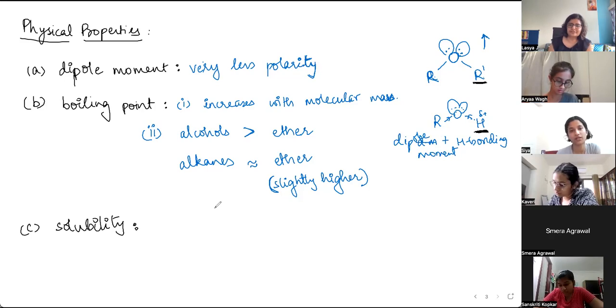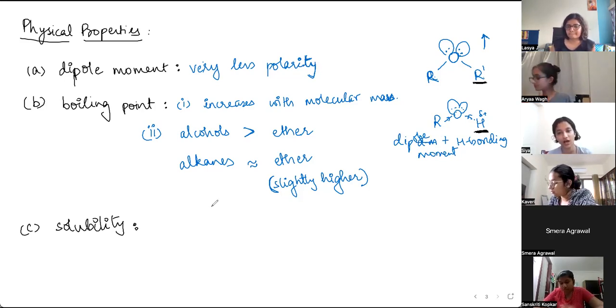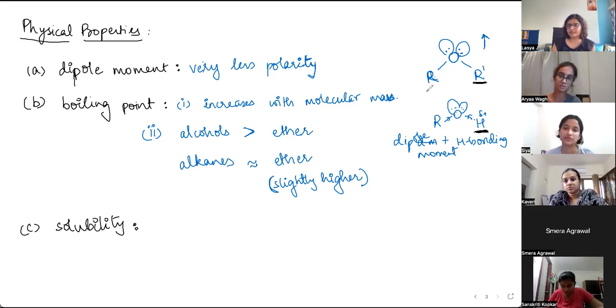Okay, considering all of this, why does ether have a slightly higher boiling point? So there's a little bit of polarity in ether, which won't be there in alkanes. And secondly, oxygen instead of carbon also contributes a difference in molecular mass. It won't be exactly the same. Okay, so this is a dumb question, but why does it have a higher boiling point? Because it's more polar.